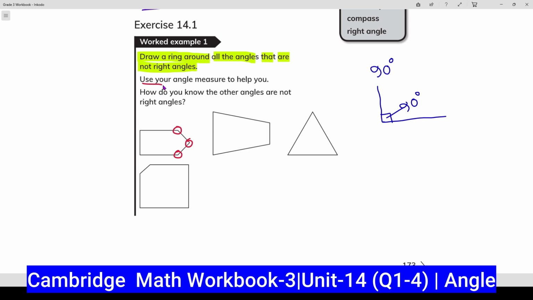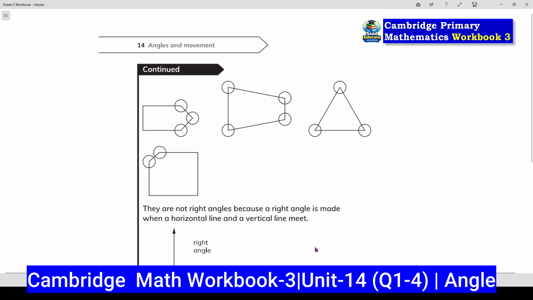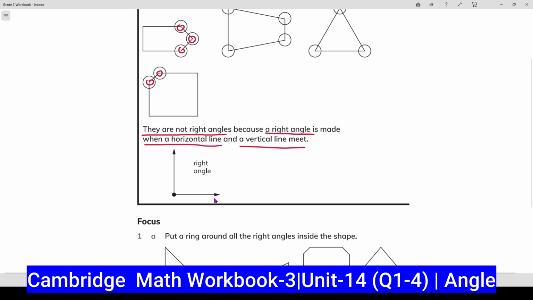And here, use your angle measure to help you. How do you know the other angles are not right angles? So let's see what is mentioned in here. Look, they are not right angles, this one, this one, this one, this one, because a right angle is made when a horizontal line and a vertical line meet. So the meeting position of a horizontal line and a vertical line is a right angle.